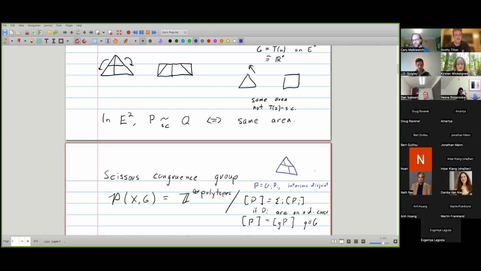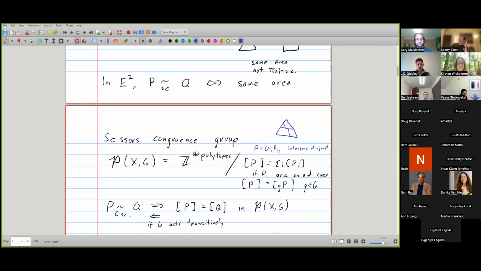So altogether, these two relations impose the relation of scissors congruence. First, I can cut up a polytope into pieces. And second, I can rearrange the pieces using elements of G. Of course, then using the first relation again, I can put the pieces back together. So if two polytopes are G scissors congruent, then they have to give the same class in this group. And the converse is also true, at least if G is big enough. So if it acts transitively on the geometry, passing to the abelian group doesn't lose any information. So we may as well phrase this in terms of an abelian group.